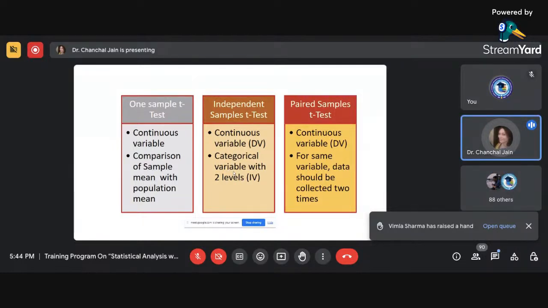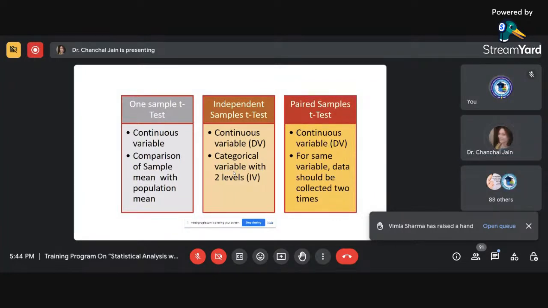Yes. So one sample t-test we can use in the pilot studies also. No, I didn't say this. I'm trying to understand. You said one sample t-test, we can compare whether my sample is a representative of my universe. Yes.